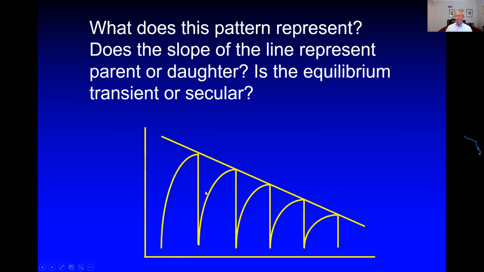But this could also be a 1 minute half-life where we eluted every couple of seconds. That's a bad example. Let's say it might be a 1 hour half-life where we eluted it every 5 minutes. And you still get a pattern like that.